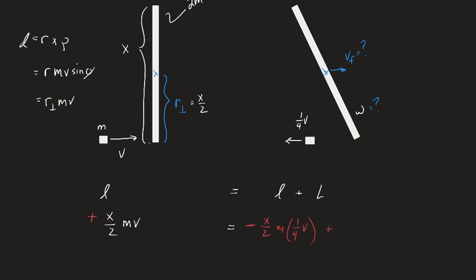Plus, now here's where we need to be a little bit more careful. I omega. This is a rod rotating about its center of mass. So I'm going to use I as 1/12 M, which is 2M, L, which is X squared. 1/12 ML squared, but you need to do all the substitutions in there right, and all that times omega. Everybody see all that? Any questions about any of those choices? All righty.